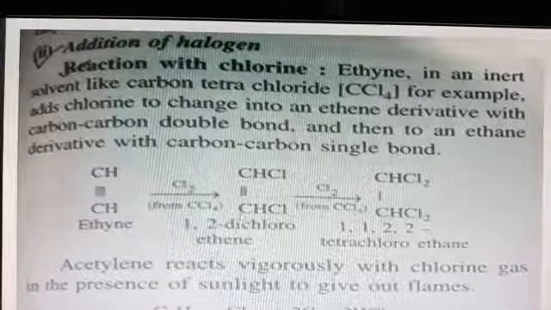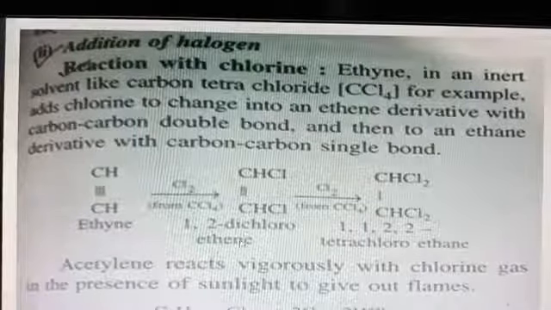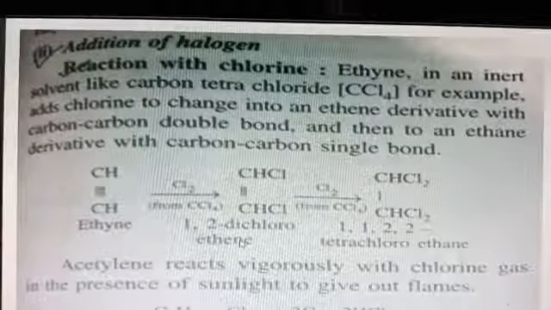So what is the name for this? 1,2-dichloroethene.